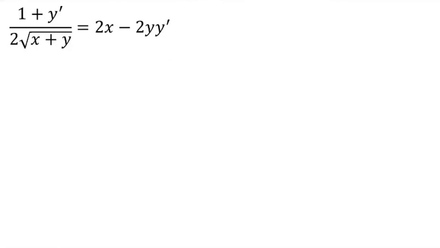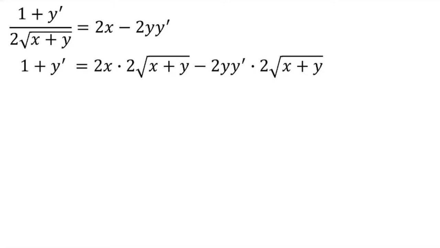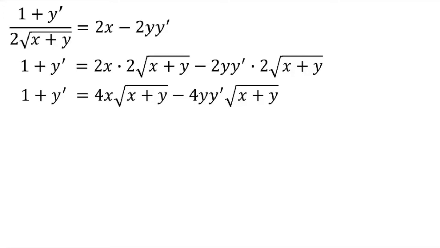So let us apply cross multiplication. The denominator on the left side of the equation will be multiplied to all the terms on the right side of the equation. So this will become 1 plus y prime equals 2x times 2 square root of x plus y minus 2y prime times 2 square root of x plus y. Can you follow? 1 plus y prime equals 4x square root of x plus y minus 4y prime square root of x plus y.